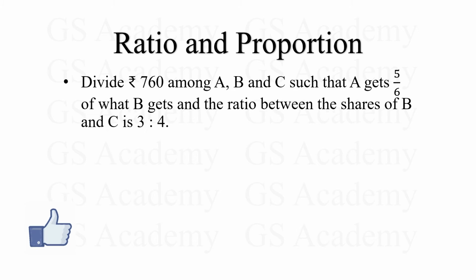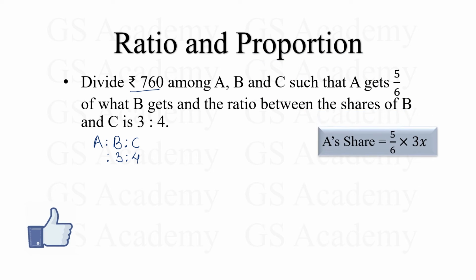So the next question is, divide rupees 760 among A, B and C in such a way that A gets 5 by 6th of what B gets and the ratio of the shares of B and C is 3 is to 4. Now according to the question, they have already given us the ratio of B is to C, that is 3 is to 4, and we have to find the ratio of A, B and C separately, but first we will see what will be the ratio for A.